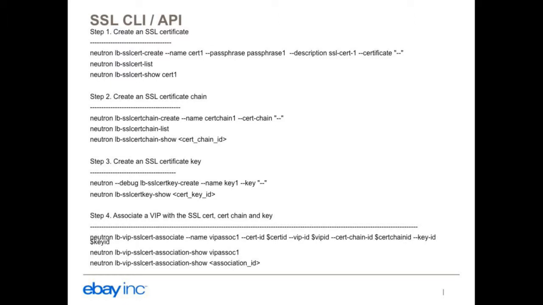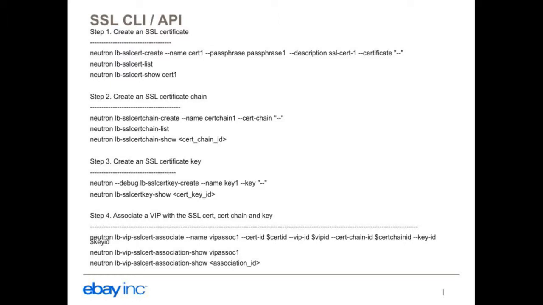In Neutron, first you create the SSL certificate. You call LB cert create with the name, passphrase, and paste the entire certificate. I just put dashes because the certificate was too long, but that's where the certificate goes. Then it's just like any other Neutron entity. You can do list and show, and you will see the certificate. After the certificate is created, you can also create a certificate chain. It's optional, though. If you have a certificate chain, you can create it using a similar command, SSL cert chain create, and then again do a list or show on that.